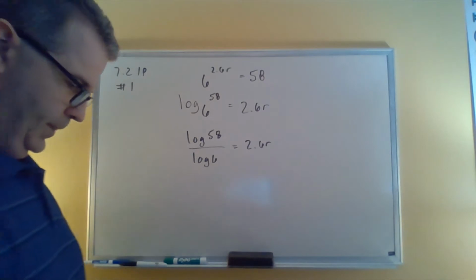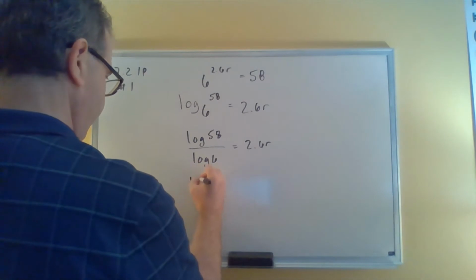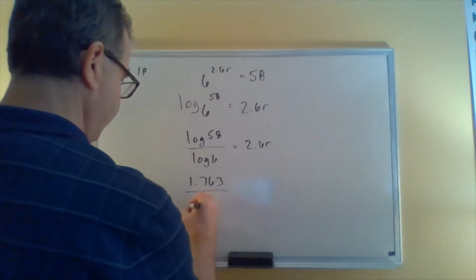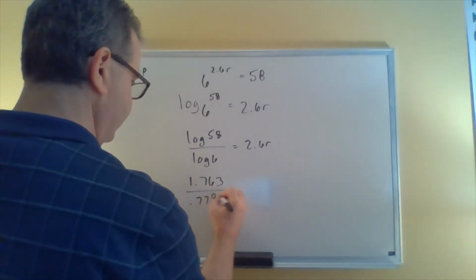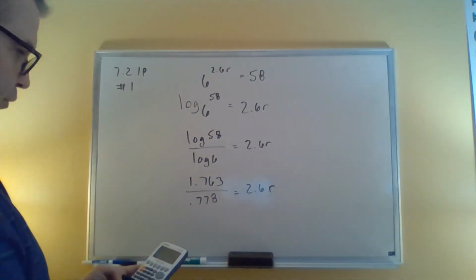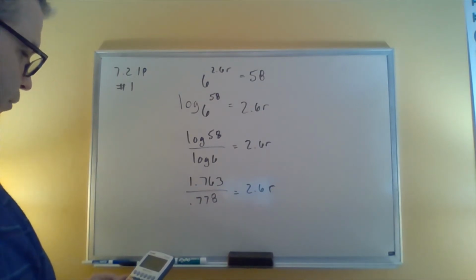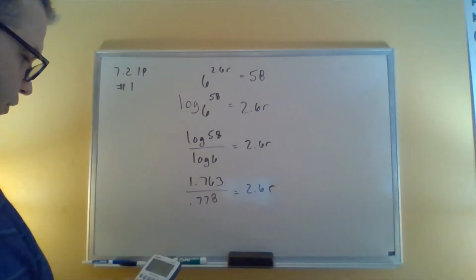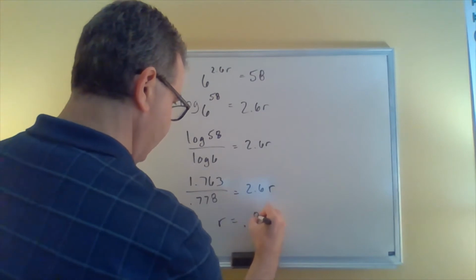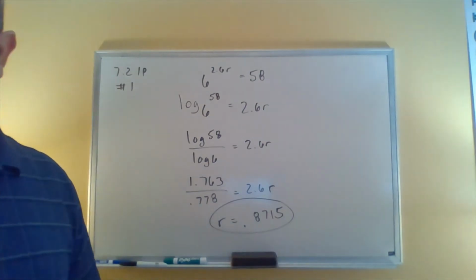We're going to have the log of 58 is approximately 1.763. That's going to be over the log of 6, which is approximately 0.778. That equals 2.6r. I'm going to go ahead and do the math over here. 1.763 divided by 0.778 is right around 2.266. I divide that by 2.6, and I will get r equals 0.8715. And there's my answer for number 1.